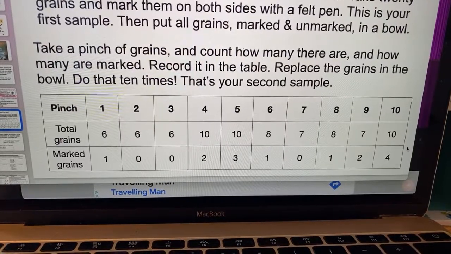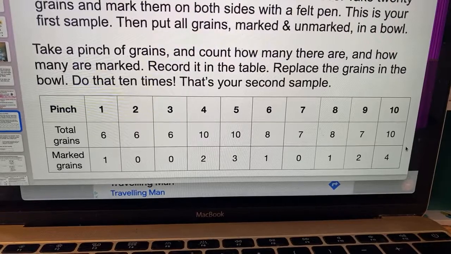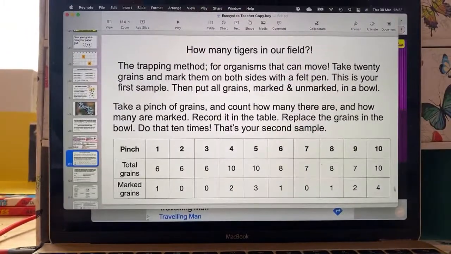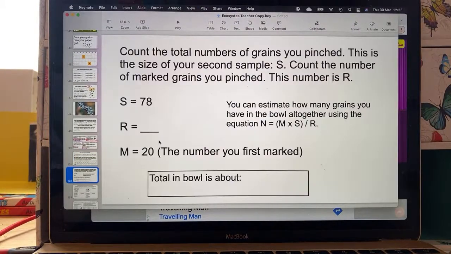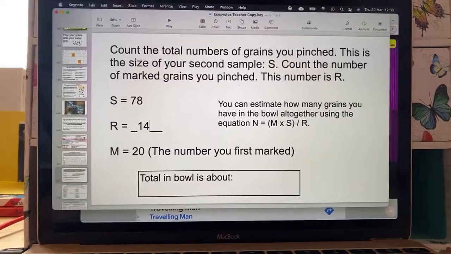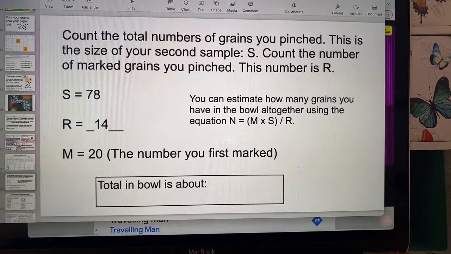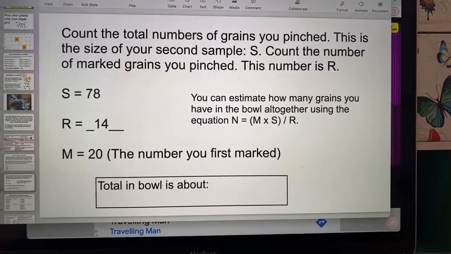Okay, so I've got a number. I'm just going to count it again to make sure. Right, there we go. And that's the number that you call R. That's the number of marked grains. And then the other number that you need is called M, and that is the number that you first marked. So if you've done it the same as me, that will be 20.